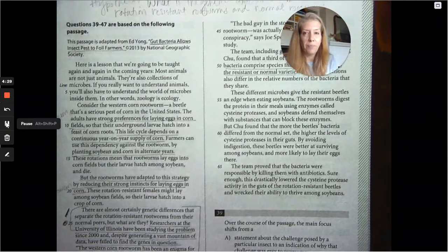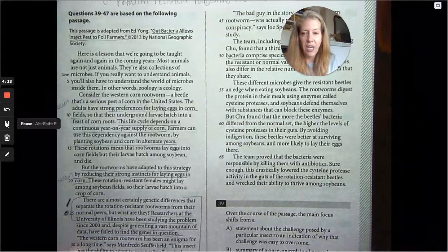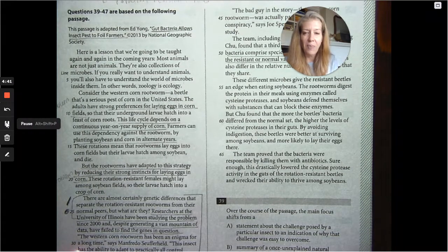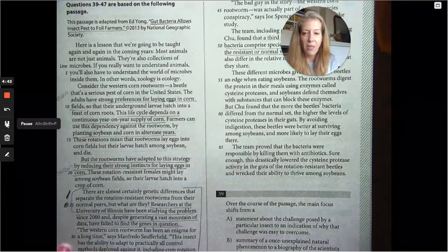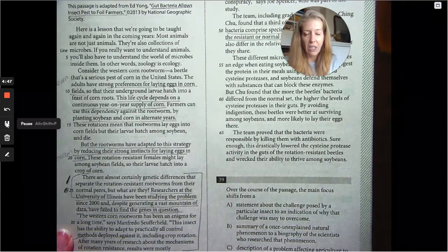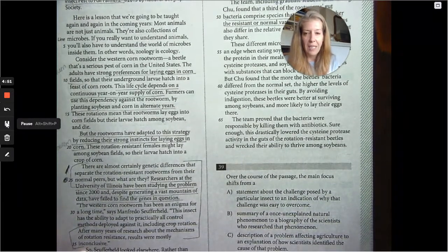But all in all, right there, there are almost certain genetic differences that separate the rotation-resistant rootworms from their normal peers, but what are they? Researchers at the University of Illinois have been studying the problem since 2000, and despite generating a vast mountain of data, have failed to find the genes in question. The western corn rootworm has been an enigma for a long time, says Manfredo Schufferheld.